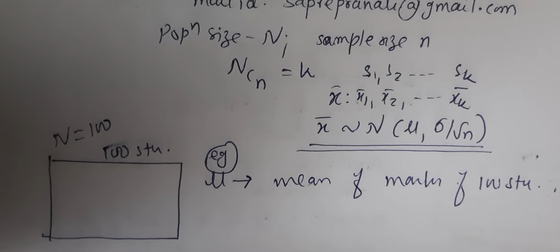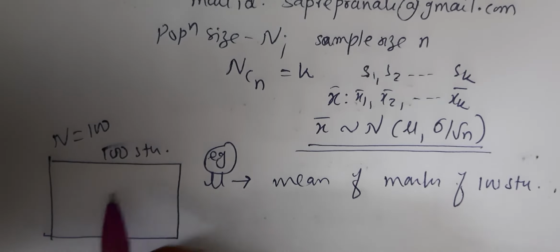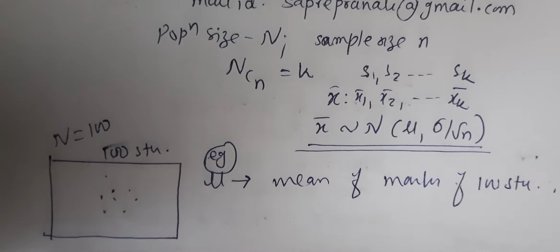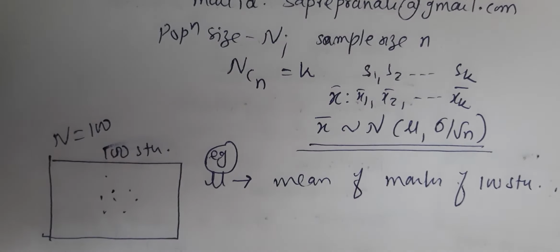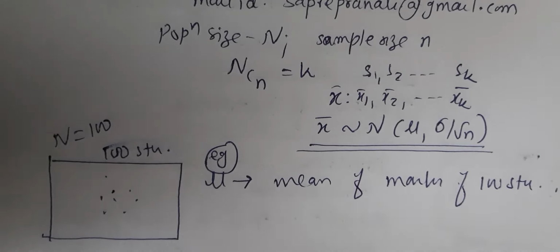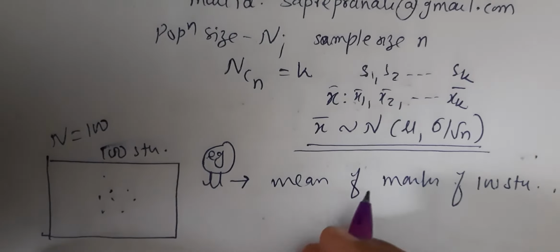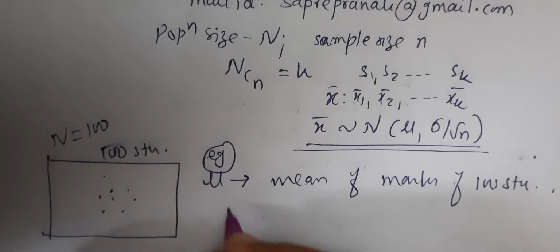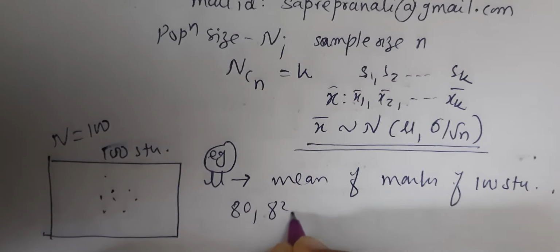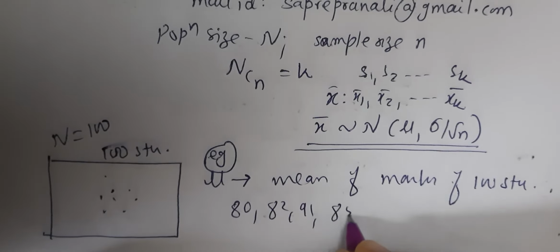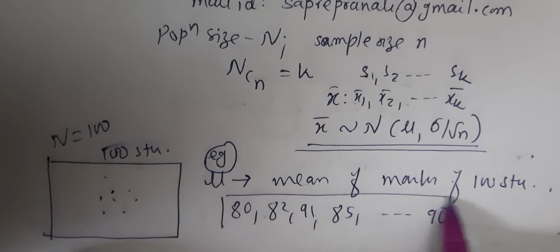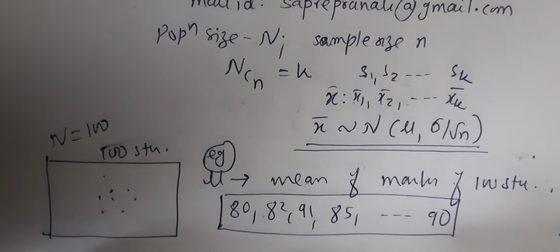Now, actually there are two things. One thing is, I am going to pick up some sample randomly. As I said, we have picked up a sample of 10 students and asked the marks of the 10 students. Say marks of 10 students are something like 80, 82, 91, 85, etc. We have data of 10 students' marks.